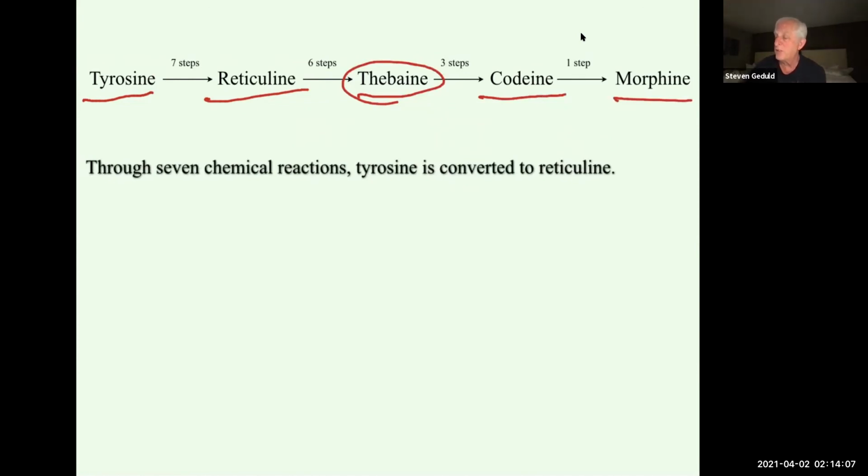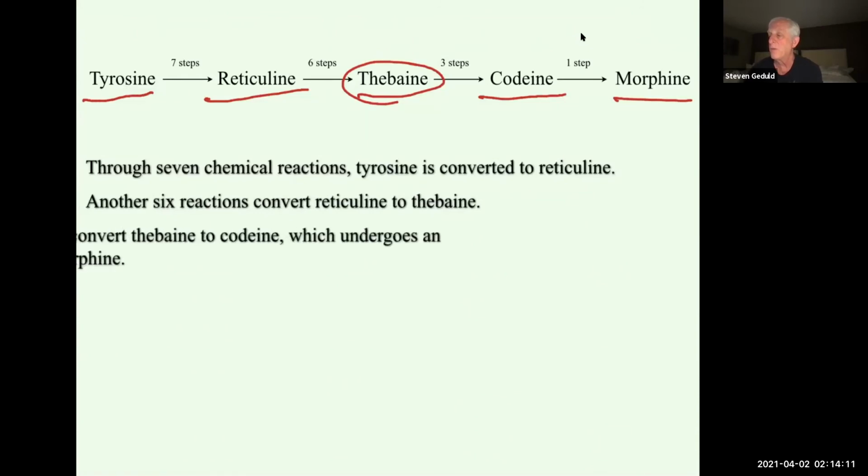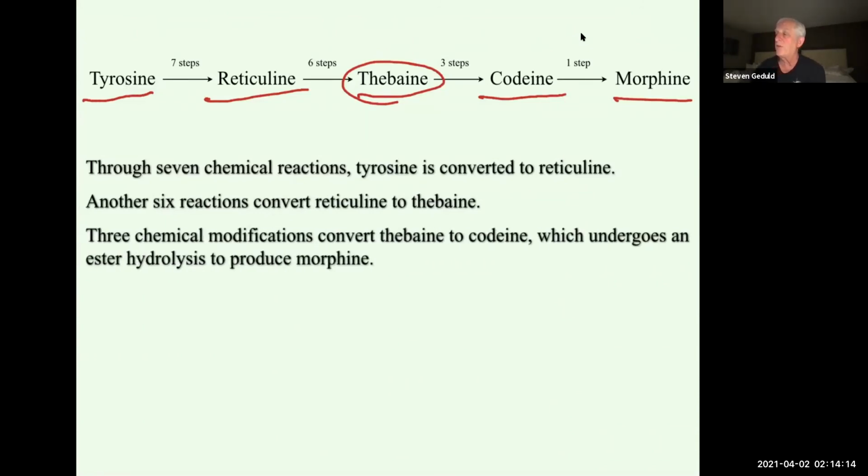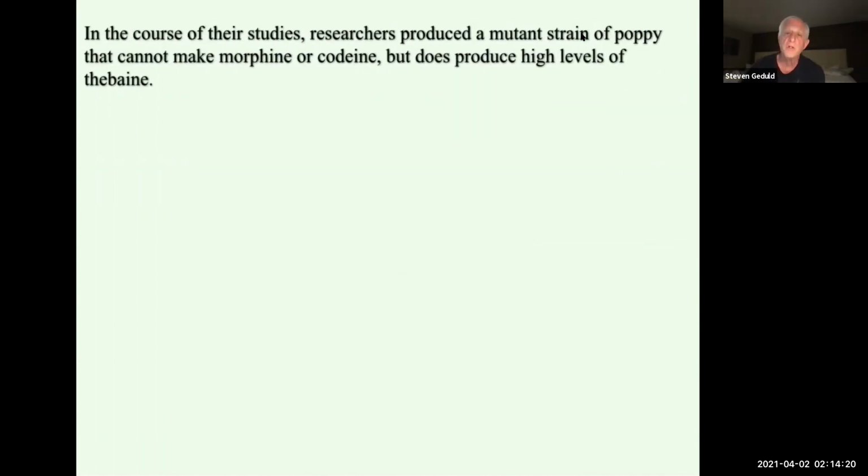Okay, tyrosine is converted into reticulin. Reticulin goes to thebaine. Modification after that converts thebaine to codeine, which undergoes ester hydrolysis to produce morphine. Research has found that a mutant strain of the poppy cannot make morphine or codeine, but produces high levels of thebaine, and that's what we want for our research. So that's not going to produce the drugs morphine and codeine.